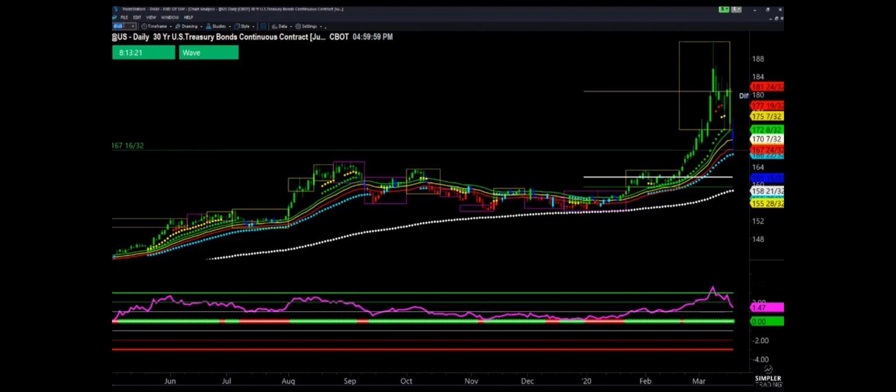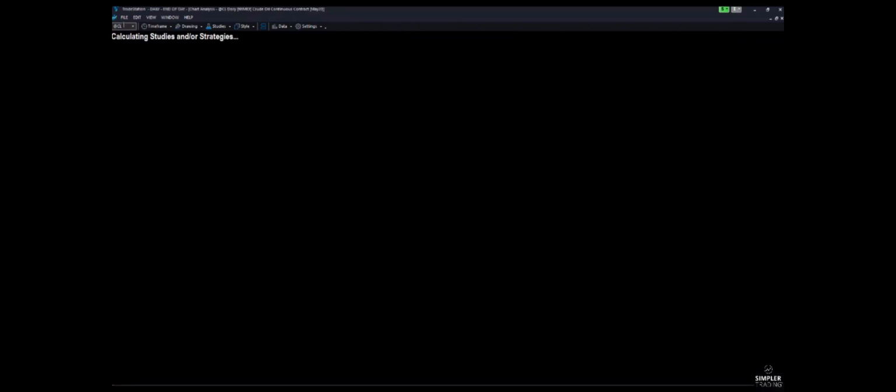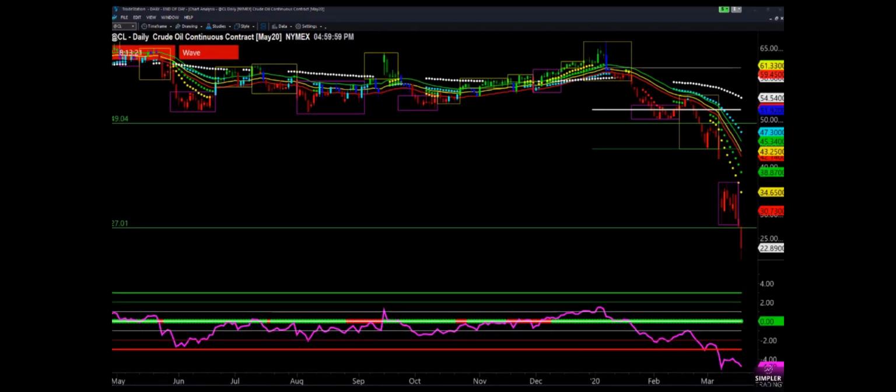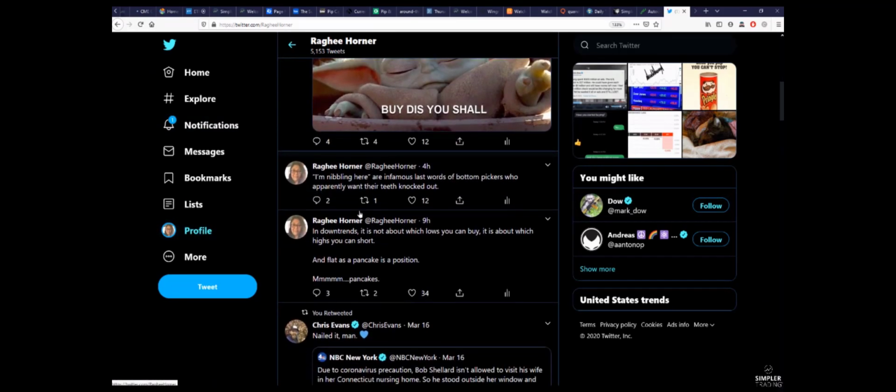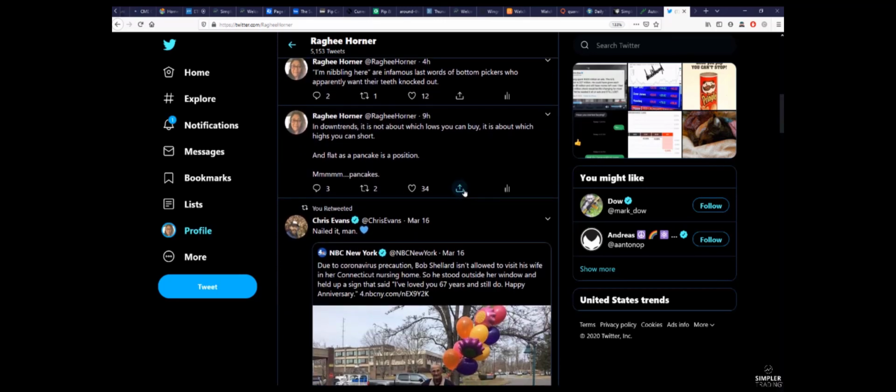And again, I really want to caution everybody. Something I sent out on my Twitter feed today. And do I have my Twitter feed up? Yep, I sure do. Couple things, okay? "I'm nibbling here" are infamous last words of bottom pickers who apparently want their teeth knocked out. Don't assume we're at bottoms until we get the bottoming pattern, bottoming process, okay? Because, as I posted here, in downtrends, we talk about this a lot in the room, it's not about which low you can buy. It's about which high you can short, all right?